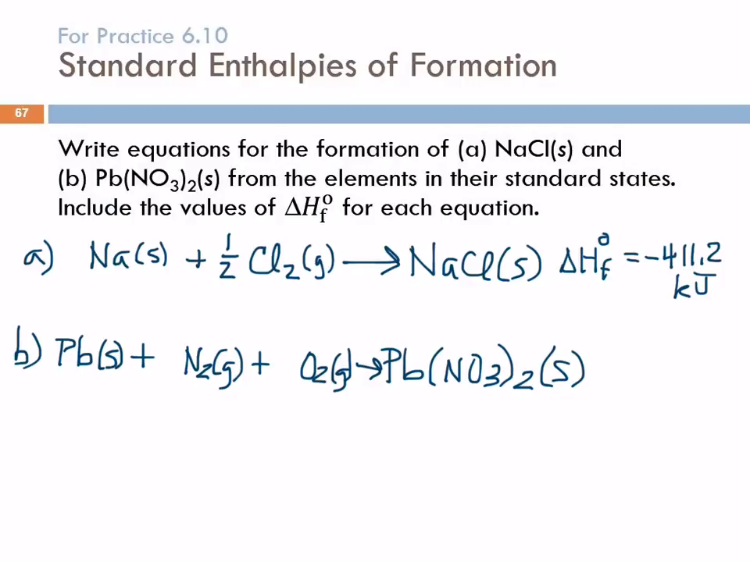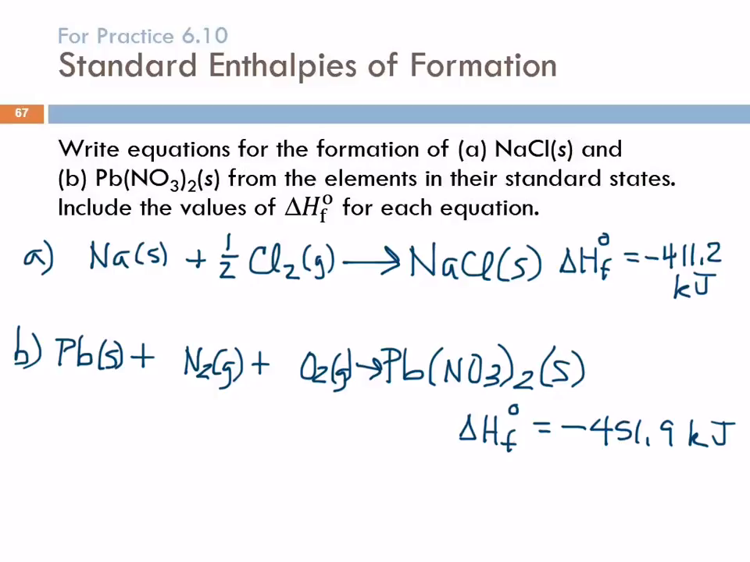So if we go looking in the table of heats of formation, we find that these are indeed the standard states for those elements. And we can look up the heat of formation for this compound, delta HF, is minus 451.9 kilojoules. And then we need to balance the equation.